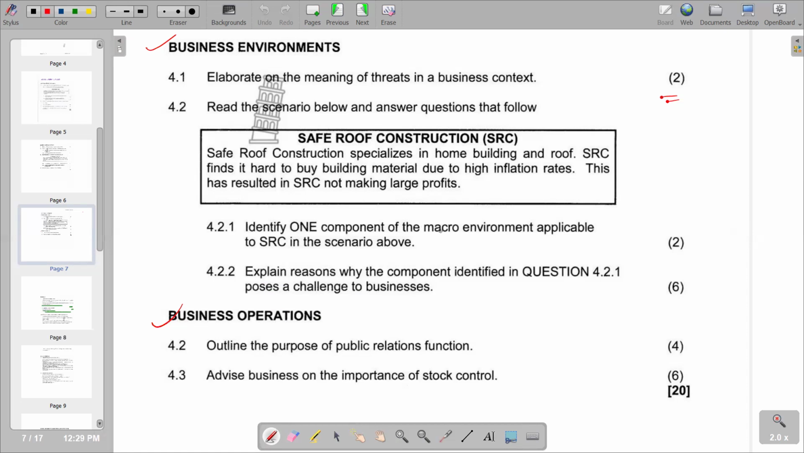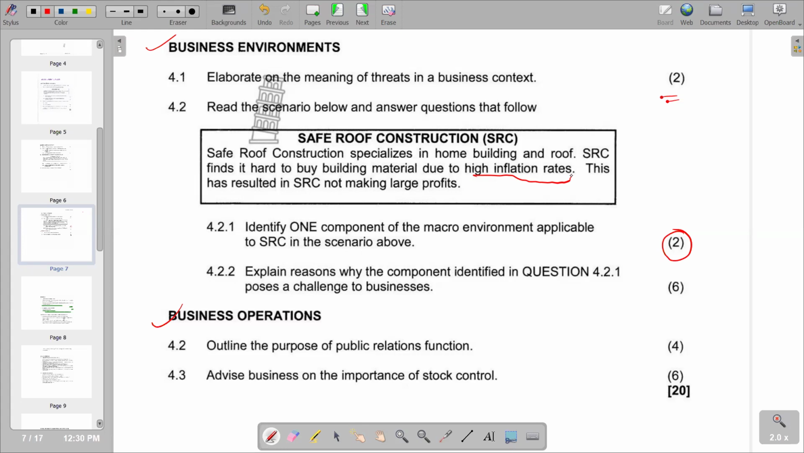Question 4.2.1: identify one component of the macro environment applicable to SRC in the scenario above. Our question has 2 marks. We go there and try to identify which one we can pick. If you come here, you'll see that the sentence reads, SRC finds it hard to buy building material due to high inflation, a macroeconomic problem. We relate it to the economic environment.